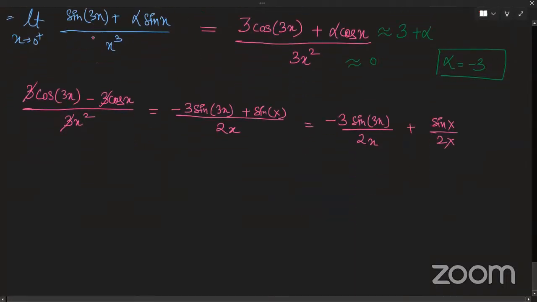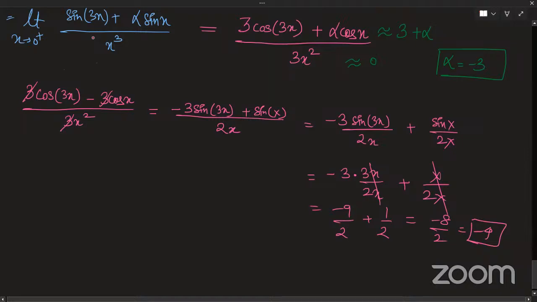Tell me, you have got sine 3x by 2x. What will be the value? Can I ignore my sine function? Yes, so ignore it now. What about this x by 2x? So you've got minus 9 by 2 plus 1 by 2. What is the value? Minus 8 by 2, which is minus 4. Right?